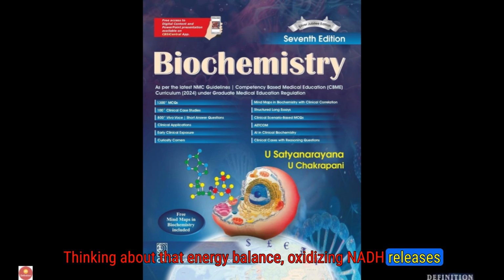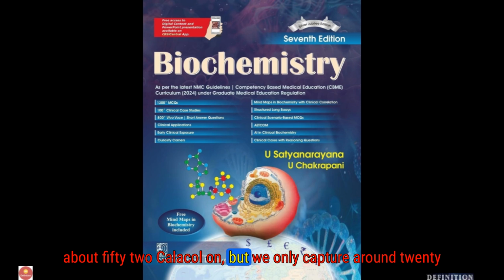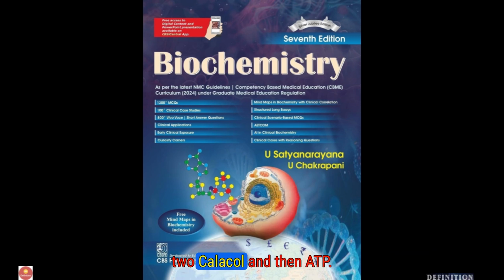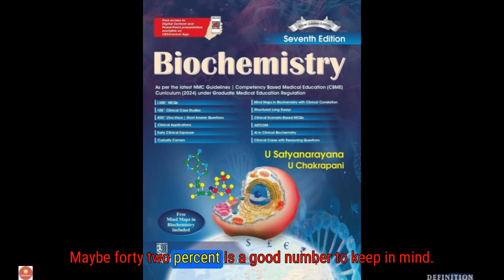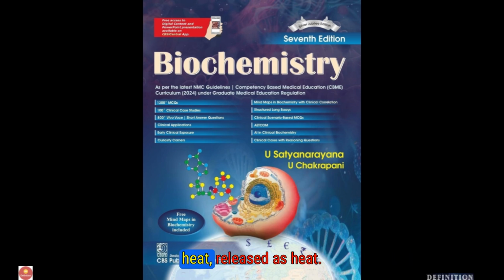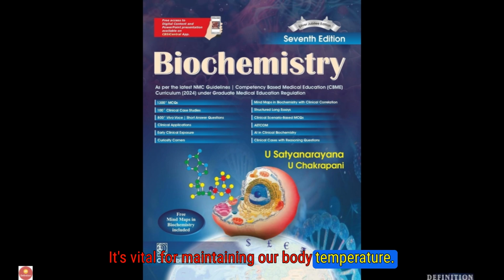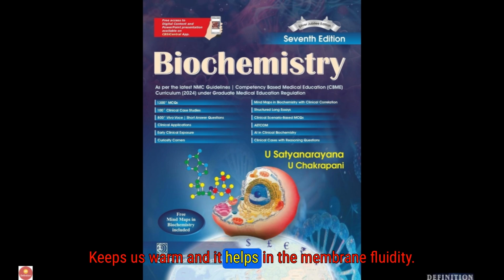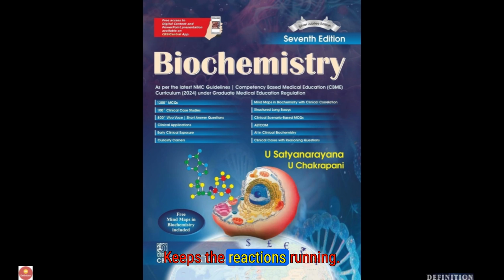So it's a bit less efficient than we thought, thinking about that energy balance. Oxidizing NADH releases about 52 kilocalories per mole, but we only capture around 22 kilocalories in ATP. That's right. The efficiency is around 40 to 45%. Maybe 42% is a good number to keep in mind. So over half the energy is lost, or not lost, but released as heat. Yeah, and that heat isn't waste. It's vital for maintaining our body temperature. It keeps us warm, and it helps in membrane fluidity, keeps the reactions running.